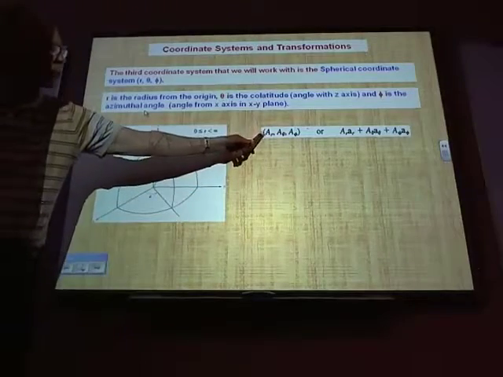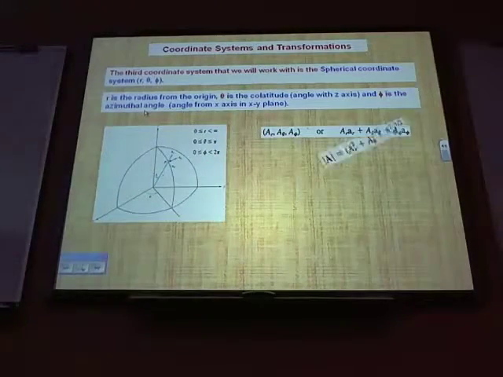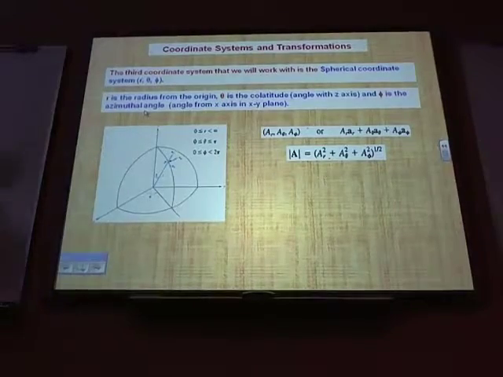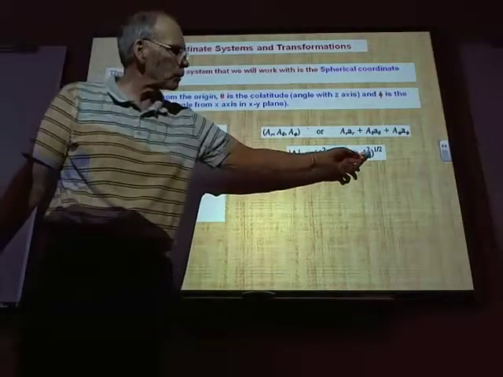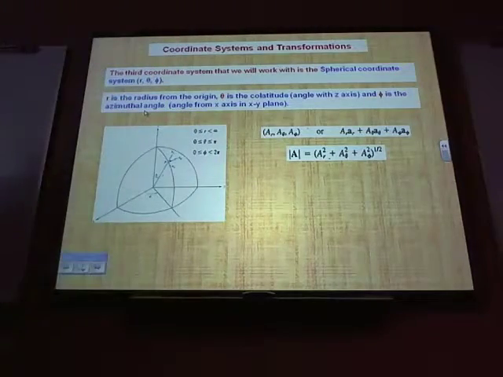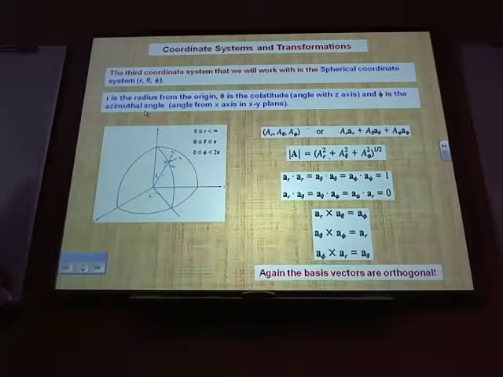So you can define your vector A as having an a r, a theta, or an a phi component if you want to. And here's your magnitude of it. You take your r component, square it, plus your theta component, square it, plus your phi component, square it, then take the square root of it. Right? And these are just dotting these things together.